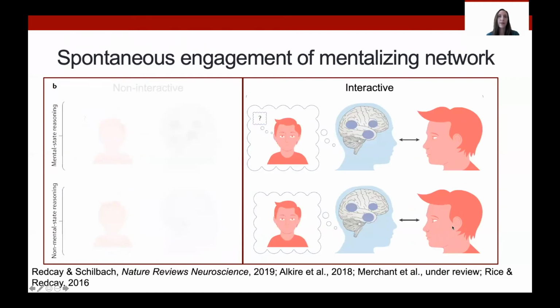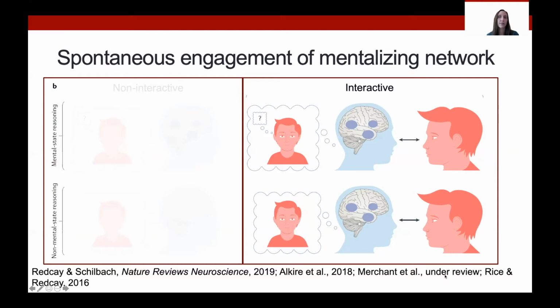However, when in an interactive context, that is when you're directly interacting with a social partner, you see that the mentalizing network is engaged similarly, either when you're making judgments about that social partner's mental states or when you're making judgments that don't involve or require reasoning about that person's mental state. So these findings highlight that appeals to ecological validity are theoretically important. That is, what we learn about brain function differs depending on that context.